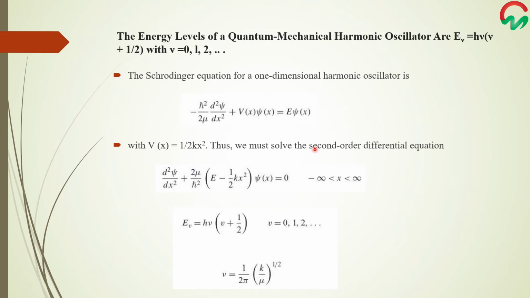We must solve this second order differential equation, so we will rearrange it in the form d squared psi over dx squared plus 2 mu over h bar squared times E minus 1/2 k x squared, psi(x) equals 0. Thus the energy of the harmonic oscillator is equal to h nu times v plus half, where v can have any value from 0 to infinity. This nu is actually equal to 1 over 2 pi times the square root of k by mu.